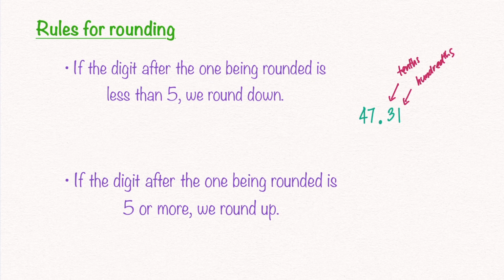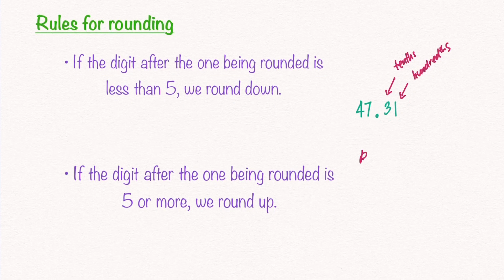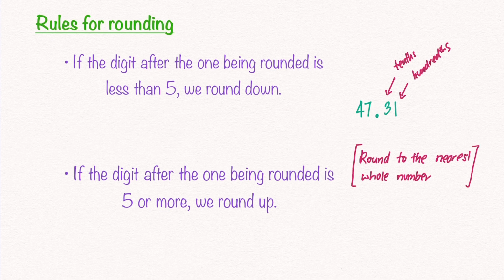Now, the second thing we need to check is, are we rounding the decimal number to the nearest whole number? Or are we rounding to one decimal place? Or are we rounding to two decimal places? Let's say that we're rounding to the nearest whole number. Rounding to the nearest whole number means we don't want the decimal point and any digits after that. So looking at 47 and 31 hundredths, we want to round it to the nearest whole number.